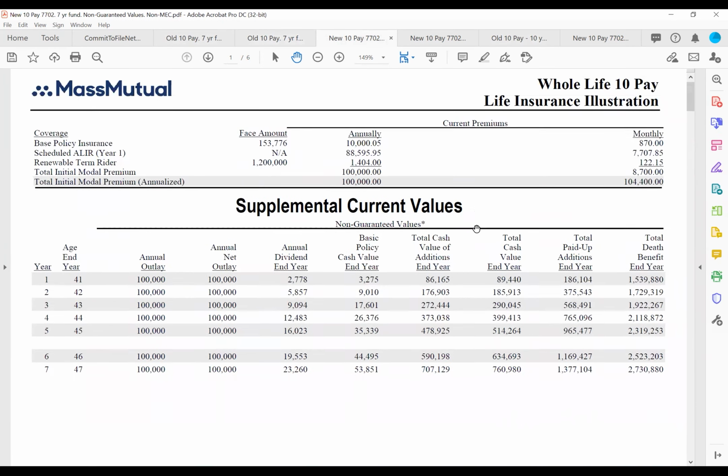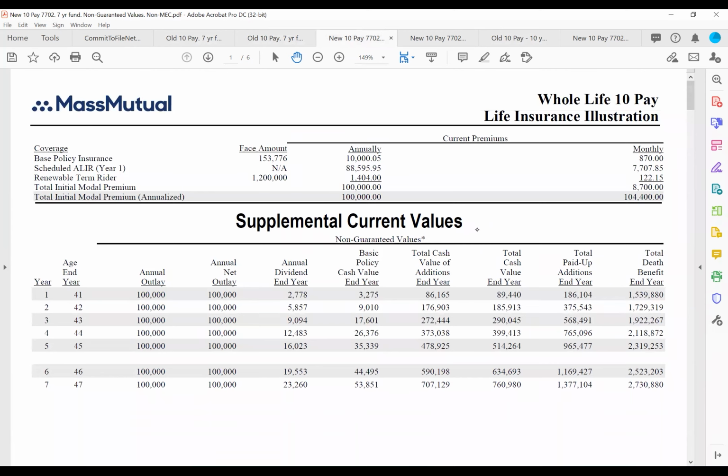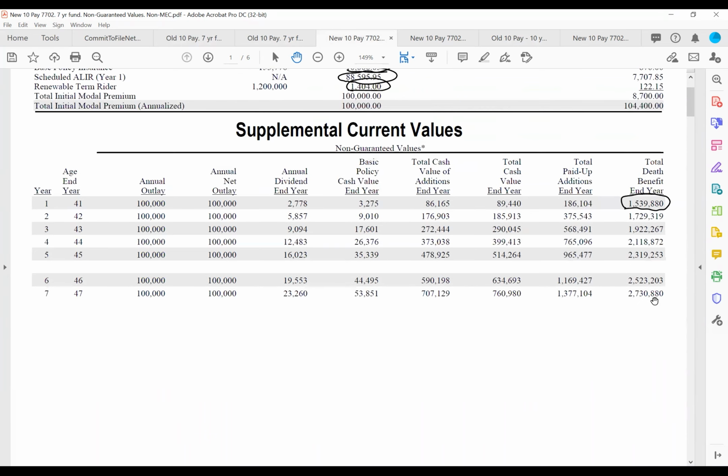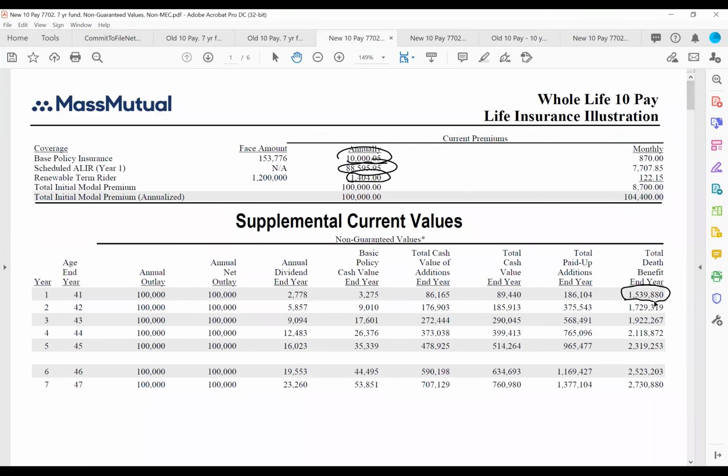Let's take a look at the new product. And here we go. $10,000 base premium. PUA, $88,000 and change. Term rider, $1,400. What was the death benefit on the old one? About 2.9. The new one, 1.5. What's that do for you in terms of a MEC limit? Almost the same, 105. We're at 106 here. Almost identical with the two. Cash value, instead of positive year 5, you're just about there year 4.